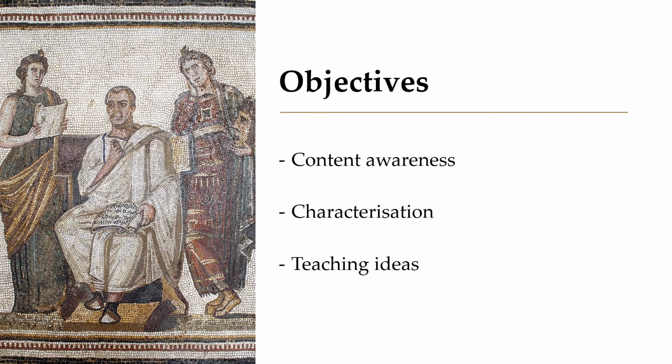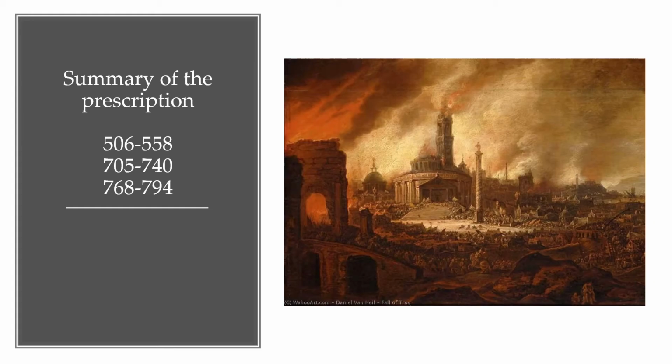By the end of this video you will, hopefully, be familiar with the content of the prescribed section of Aeneid 2, know who the key characters are, and how they are characterized by Virgil, and also pick up some teaching ideas for the text. There are three sections of Book 2 which we cover at GCSE, with the action broadly separated between the first third, lines 506 to 558 dealing with King Priam, and the latter two-thirds dealing with Aeneas and his flight and departure from the city of Troy.